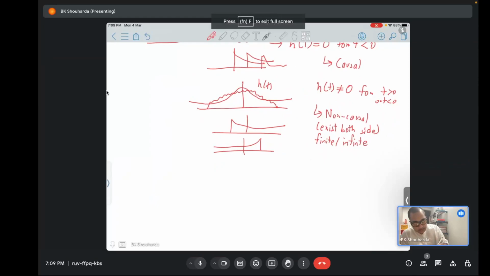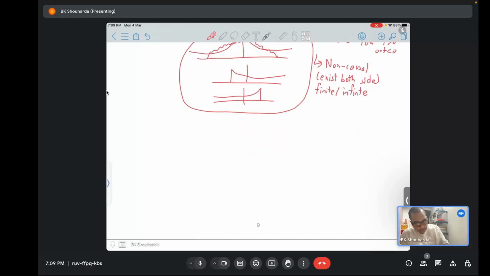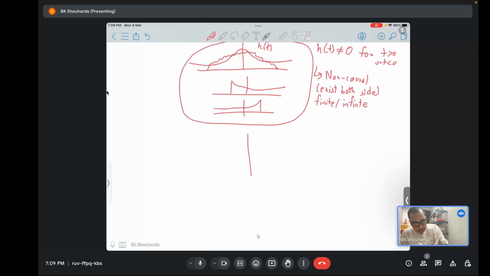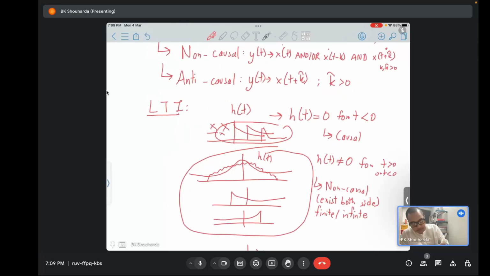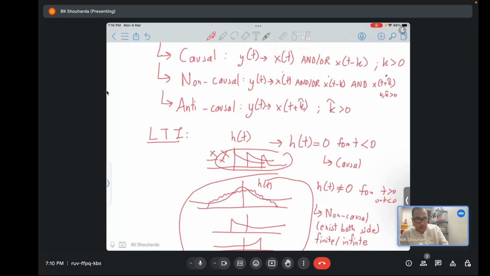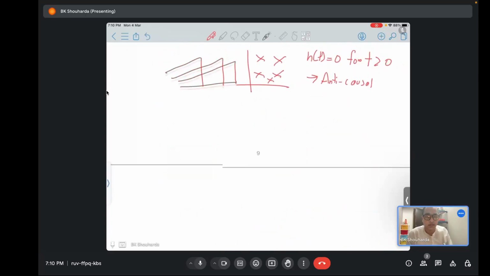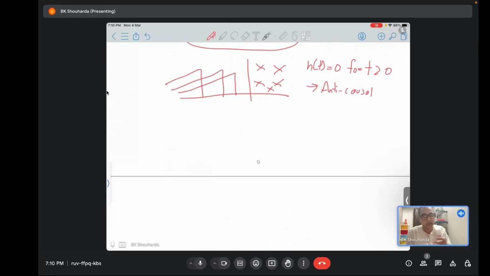And finally, the case, if you see, this is one case, this is one case, and the final case was anti-causal. And when is it anti-causal? Whenever this side is never used. For example, here this side is never used. h(t) equals 0 for t greater than 0. This is anti-causal. And let me tell you, anti-causal systems are time machines. Non-causal systems can also be considered as time machines, but anti-causal systems completely take you to the future. They won't take you to the past.